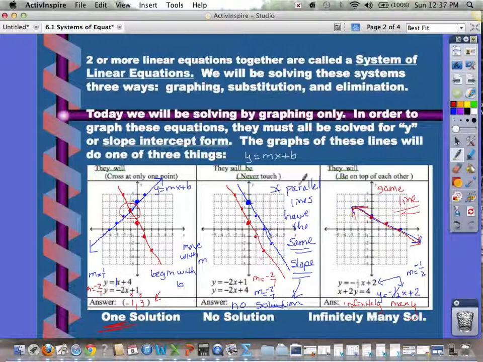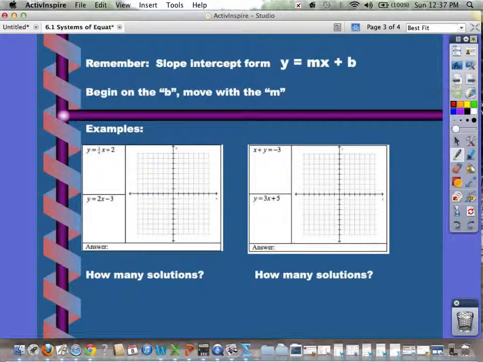Okay, next one. All right, so remember, we begin on B and we move on M. So let's practice doing a couple of these. Let's see if these two, what they will be. All right, I'm going to look. They're already solved for Y. That's good. So then I begin with M.